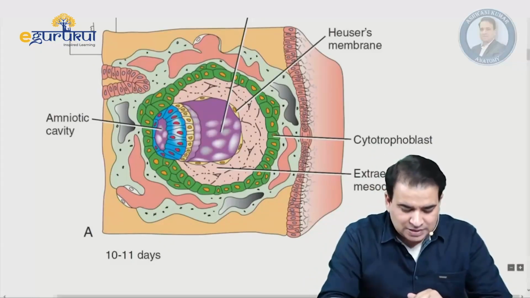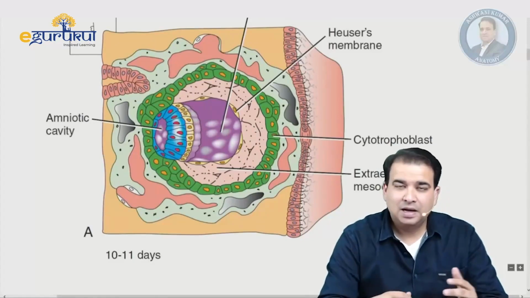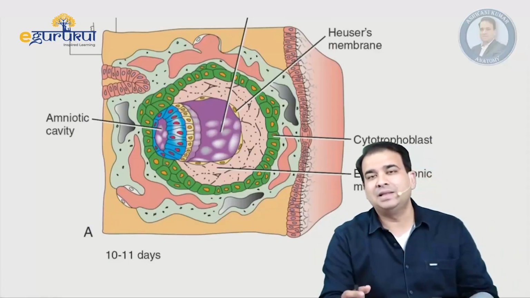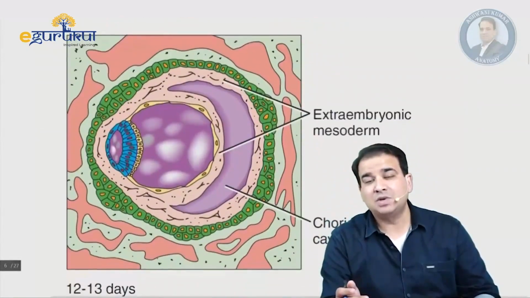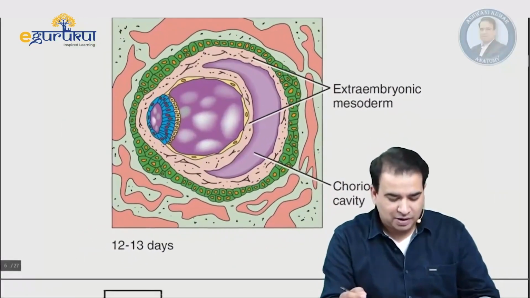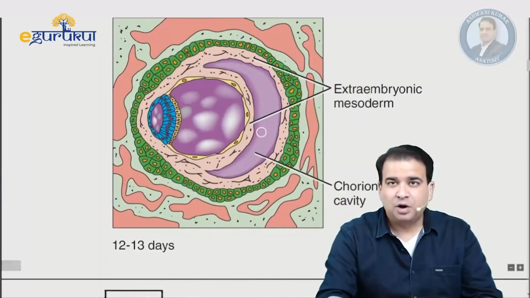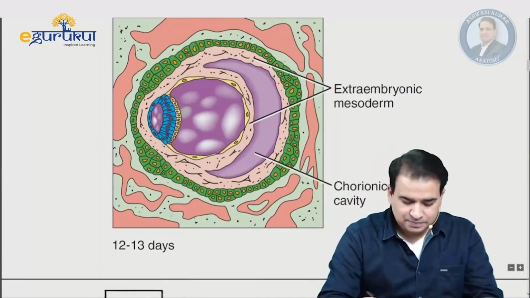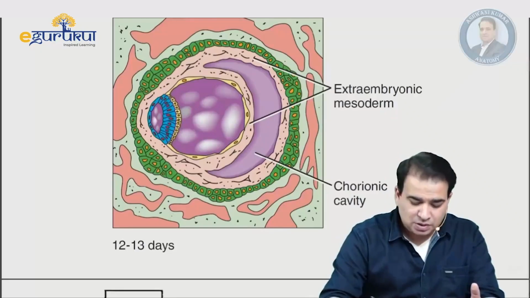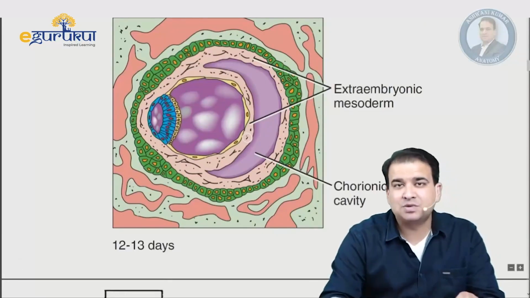Moving on, we also said that in this extra embryonic mesoderm, which is derived from the primary yolk sac, the coelom will be formed inside, and that coelom will be called what? Extra embryonic coelom, or also called the chorionic cavity. That's what you're looking at right now. So this is the extra embryonic coelom here, or you can call it the chorionic cavity, which divides this extra embryonic mesoderm into the somatopleuric extra embryonic mesoderm, and this here inside is the splanchnopleuric extra embryonic mesoderm.